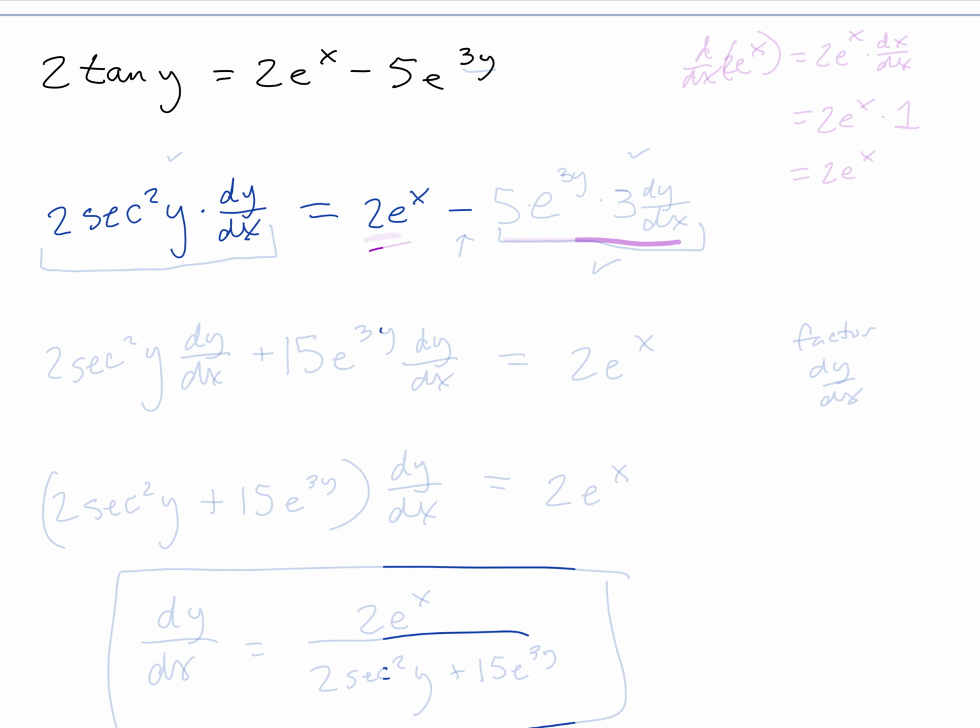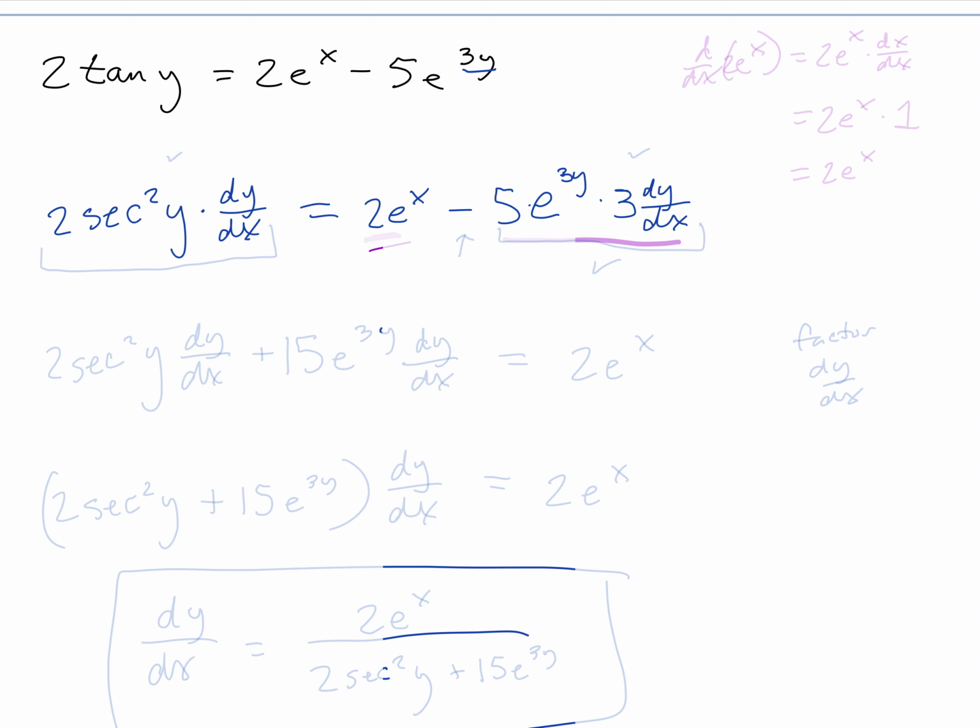The derivative of that is 5, constant multiple rule, times the derivative of e to the 3y. This is a chain rule with 3y being the inside function. So take the derivative of the outside function, leave the inside alone, multiply by the derivative of the inside. The derivative of the inside, the derivative of 3y, is 3 dy/dx.